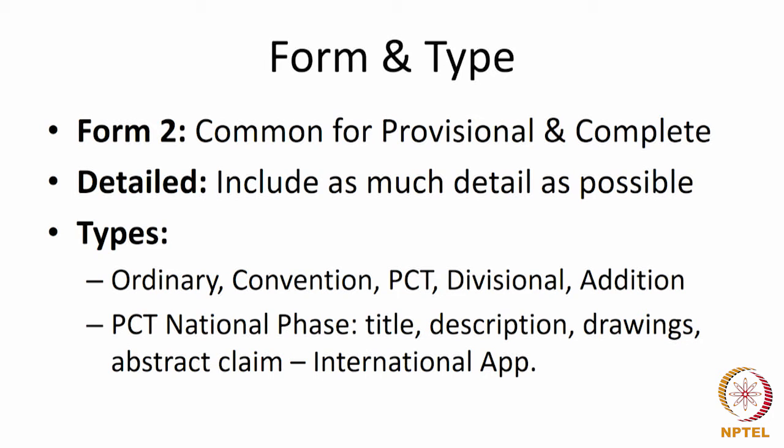Now, with regard to Form 2, a complete can be filed along with an ordinary application, a convention application, a PCT application, a divisional application and a patent of addition. So, a complete specification has to accompany most of these applications. Now, in the PCT national phase application, the structure includes a title, description, drawing, abstract, claim.